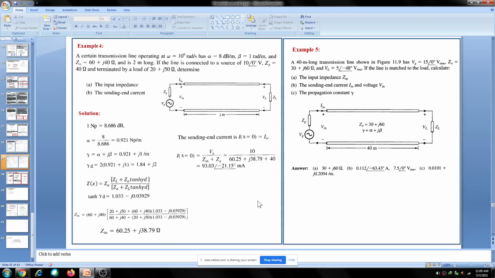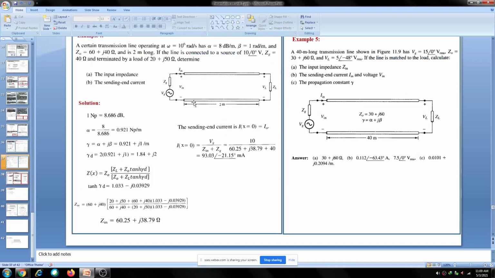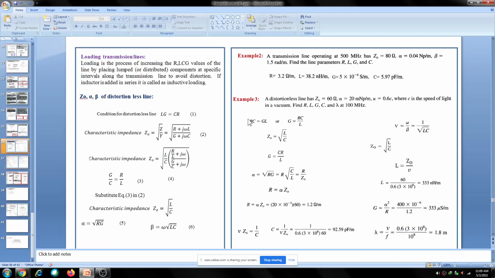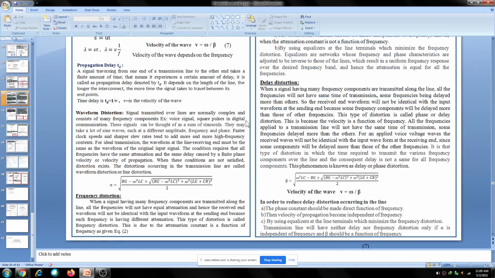So in today's class we will see the input impedance of open and short circuited transmission lines. So here is the input impedance of open and short circuited transmission lines. That means till now in what we saw, we were connecting a load, see like this, the load may be ZL.